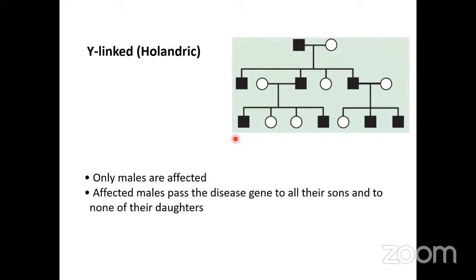Then Y-linked inheritance. There are a lot of genes on the Y, especially the spermatogenetic genes. Mutations in these genes are responsible for azoospermia. So here only males are affected and it's passed from male to male. Okay. Affected males pass the gene to all their sons and to none of their daughters. So look at this, only males. There is no female-to-male or female-to-female transmission, only male-to-male transmission.